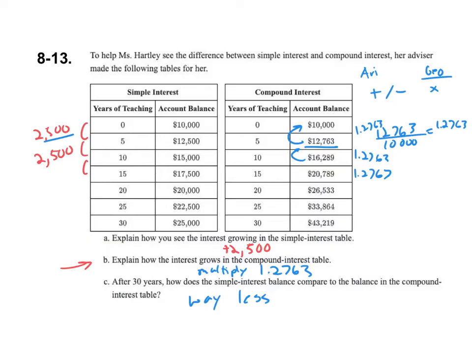If you're borrowing, you don't like compound interest because it's going to be more, but if you're investing, you like that it's going to create more money for you. Let's take a look at the next problem, 8-15.